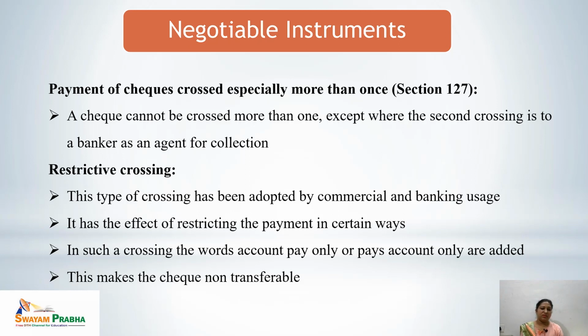So next, let's discuss the restrictive crossing. This type of crossing has been adopted by commercial and banking usage. It has the effect of restricting the payment in certain ways. In such crossings, the words "account payee only" or "payee's account only" are added, and this makes the check non-transferable, which is the exception to the others. That means here the words "account payee only" are added to make a check non-transferable.